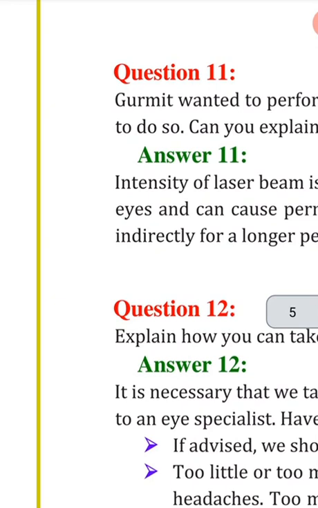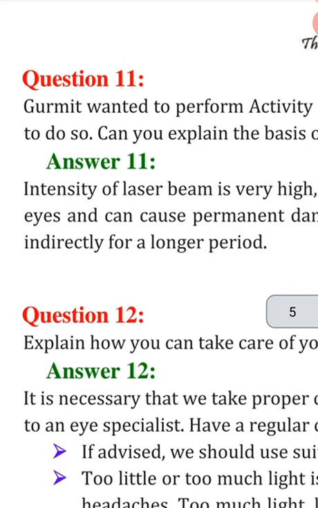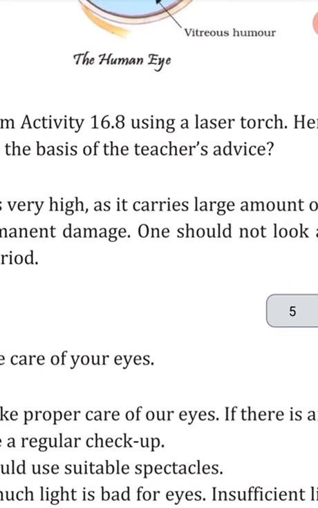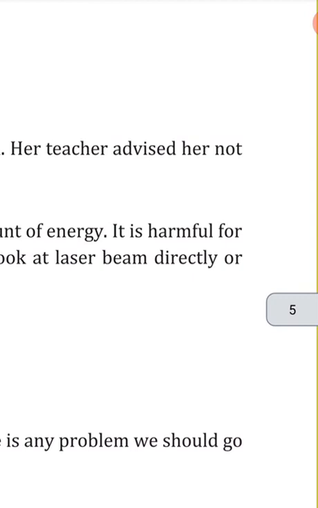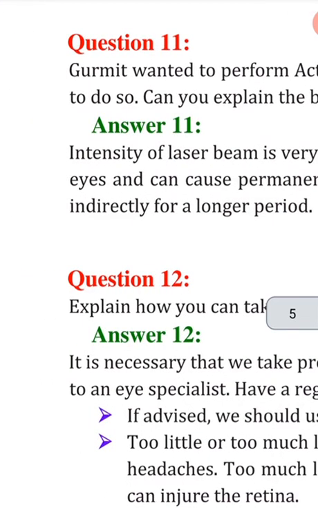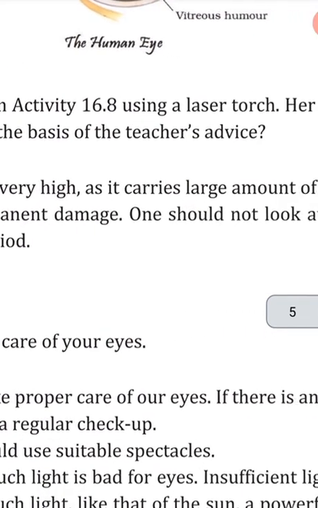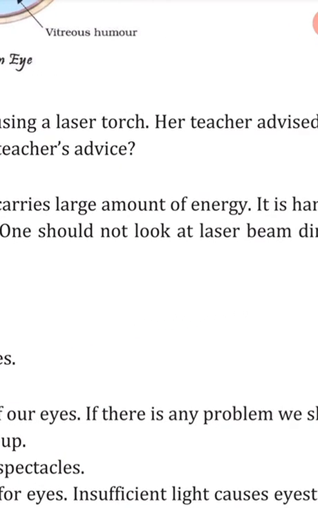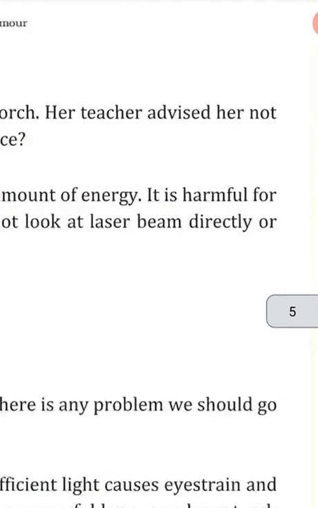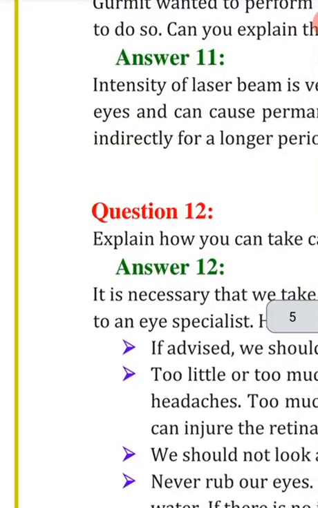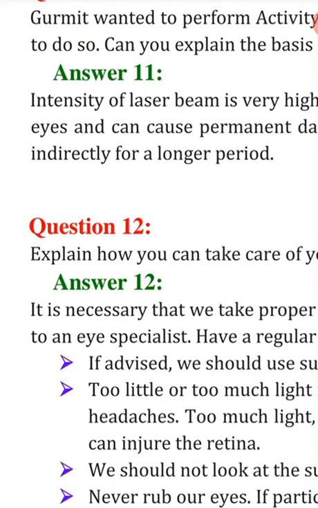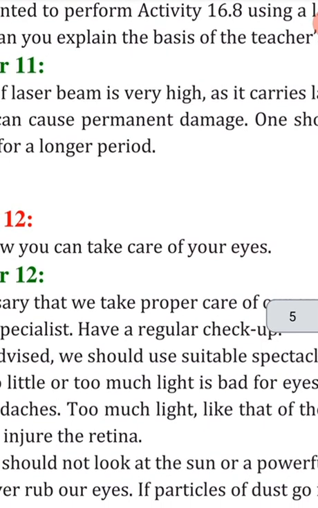So the teacher advised Gurmeet so because the intensity of the laser beam is very high, as it carries a large amount of energy. It is harmful for eyes and can cause permanent damage. One should not look at a laser beam directly or indirectly for a longer period. So these are some questions.